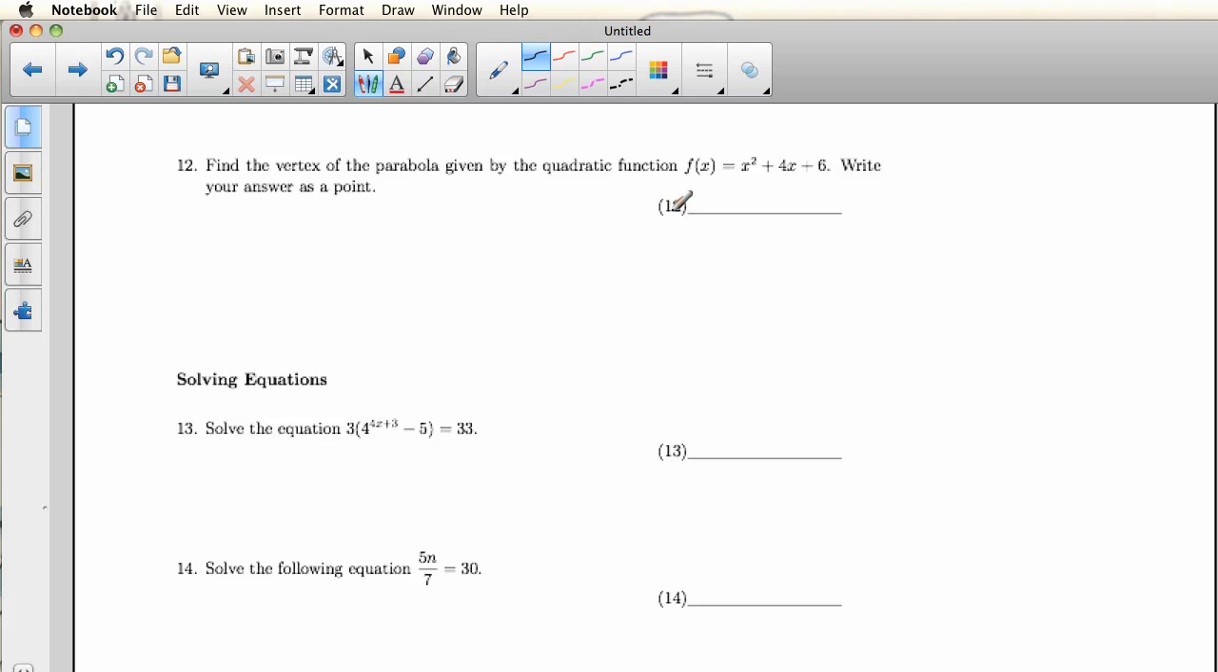The vertex of the parabola, that's just different depending on how the problem is given. This is given in our general form.